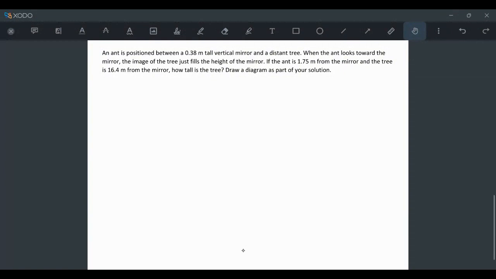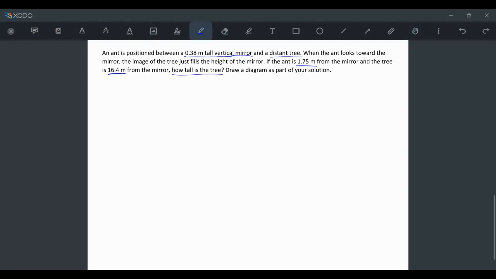Okay, so we have an ant, and it's positioned, this is a bit strange, but we'll draw it and it will become clear, between a mirror that's about 40 centimeters tall and a tree. So there's a tree on one side, a mirror on the other. The ant looks towards the mirror, and when it does, the image of the tree just fills the height of the mirror. We're told that the ant is 1.75 meters from the mirror, and that the tree is 16.4 meters from the mirror.